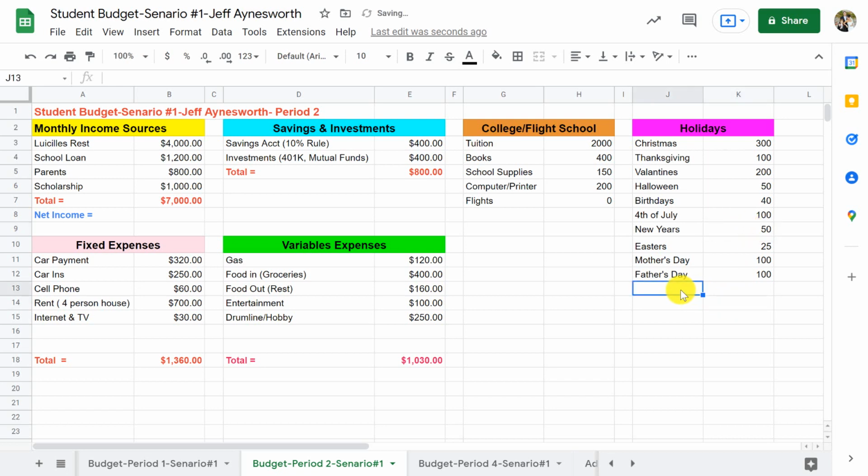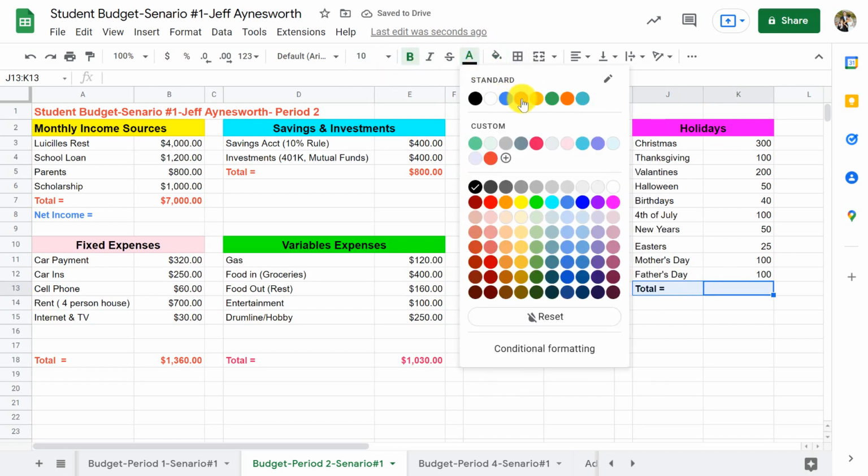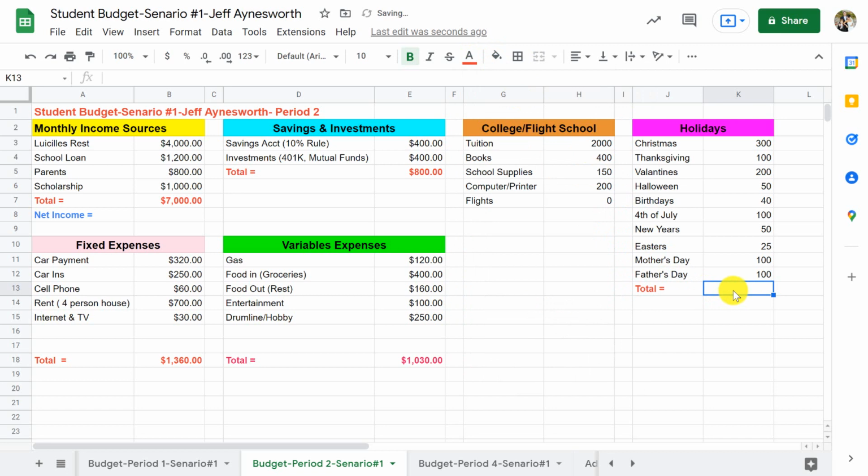Okay. Now type in total. Yeah, I always got to total this stuff up. Okay. So let's bold this and make it red. Always put your totals in red so they pop out. So what's our total command? What do we type in?